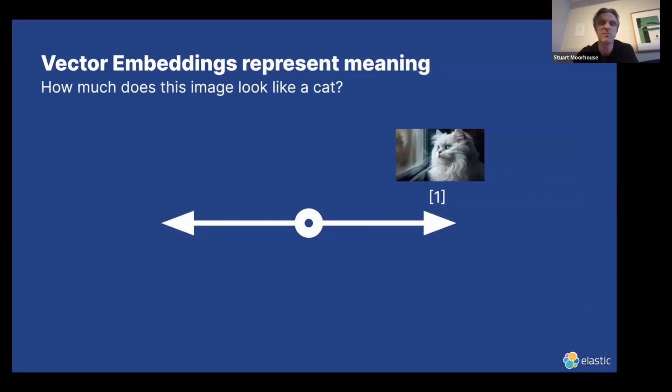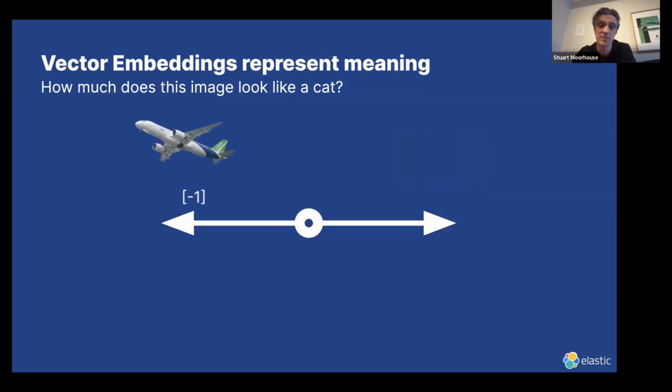Let's imagine there are only two qualities of our images that we're interested in, in our very simple example of how we can use vectors to represent meaning. The first quality is how much does an image look like a cat? Let's imagine we give that a value from -1 to 1. Well, this image looks just like a cat, so this gets 1. This image does not look like a cat at all, so that's -1.